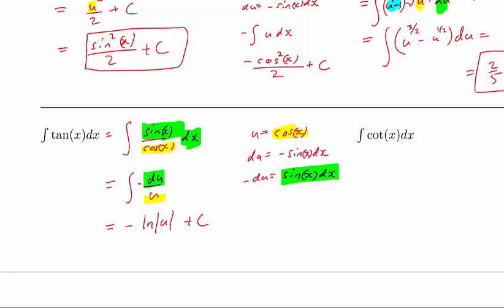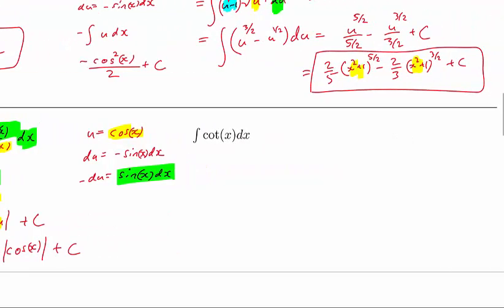So let's go ahead and make our substitution in. And so we get the negative natural log of the cosine of x plus c. And if you take the derivative of this, you will get the integrand right back. Alright, so let's look at cotangent of x. We've taken the derivative of cotangent of x, now we're taking the integral.